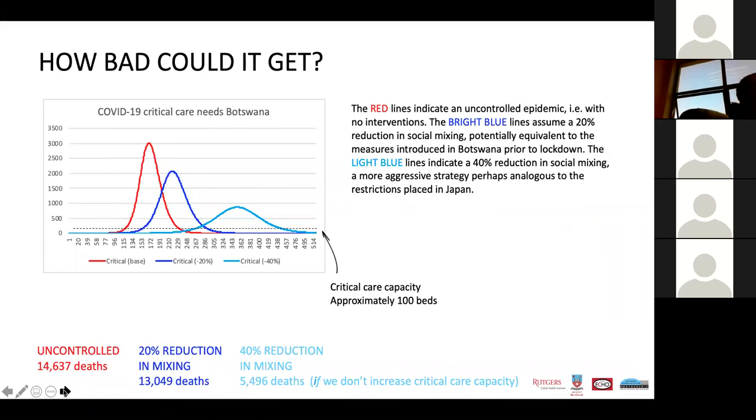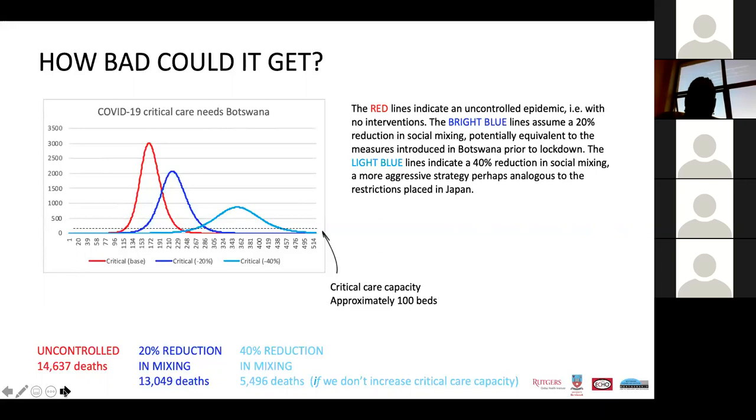If we reduce social mixing by about 20%, which would amount to shutting down large gatherings and putting in place some fairly minor social distancing measures, you would see that we would flatten the curve, but we'd still have about 2,000 patients in intensive care at any one time. And if we reduce mixing by 40%, which is quite an aggressive reduction in social mixing along the lines of the kind of thing they've been doing in Japan or Singapore, we could flatten that curve down, but we'd still require almost 1,000 ICU beds.